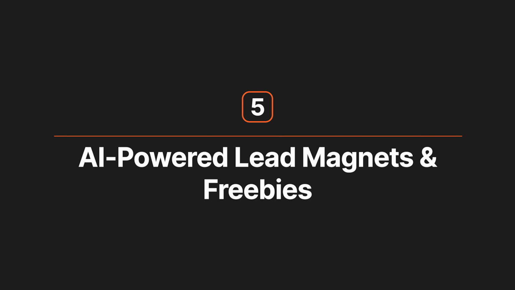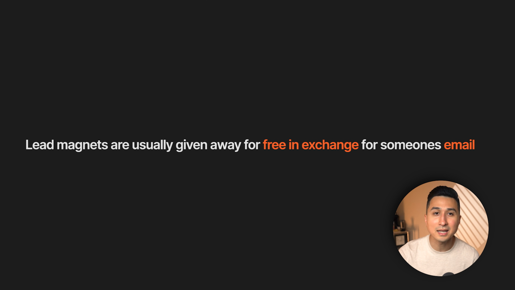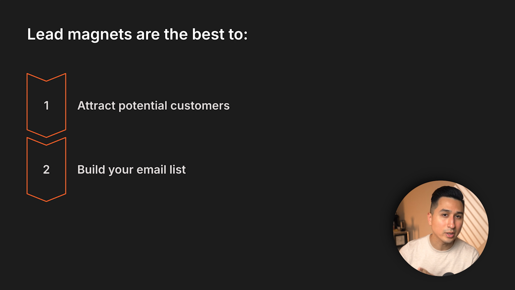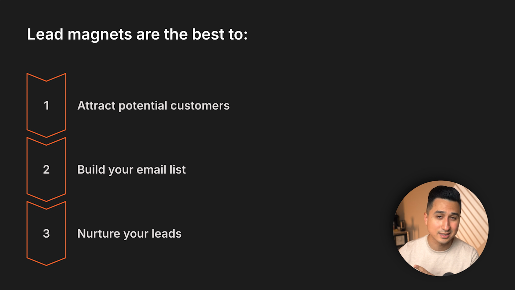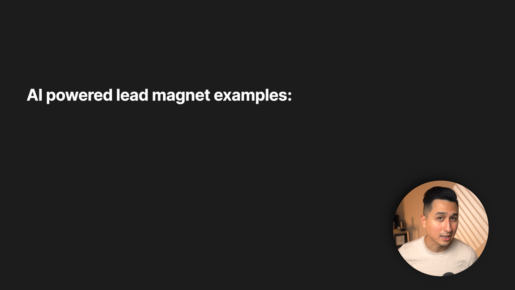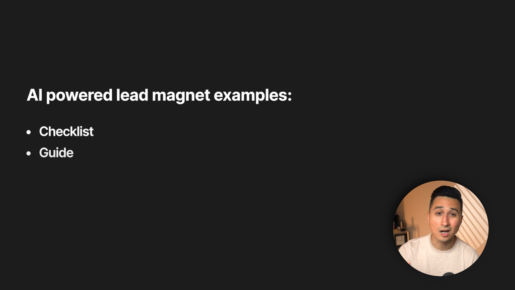But now, moving on to digital product idea number 5, and that is AI-powered lead magnets and freebies. And this is a digital product idea that won't necessarily make you rich directly, because lead magnets are usually given away for free in exchange for someone's email. But with that said, lead magnets are one of the best ways to attract potential customers, build your email list, and nurture your leads.